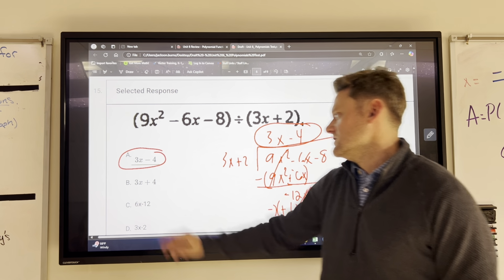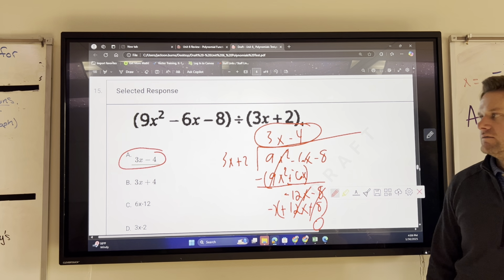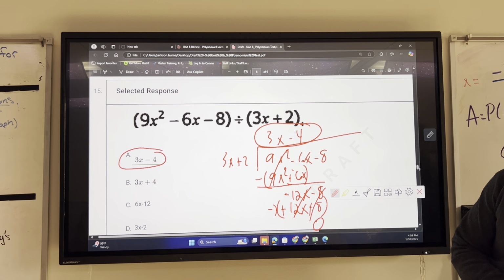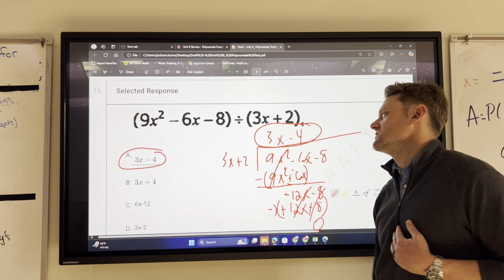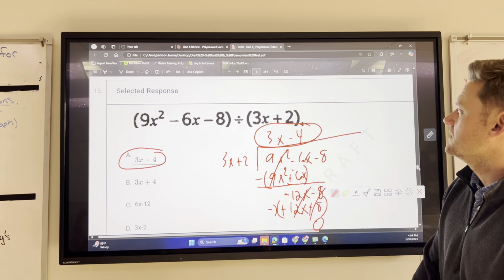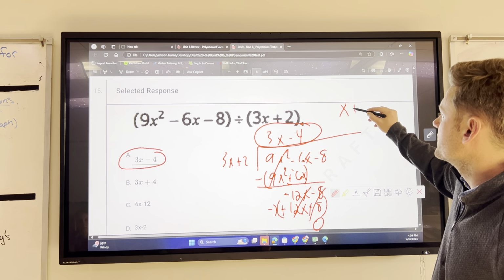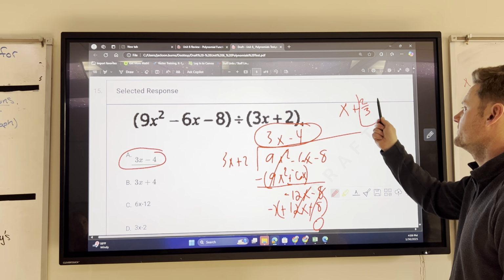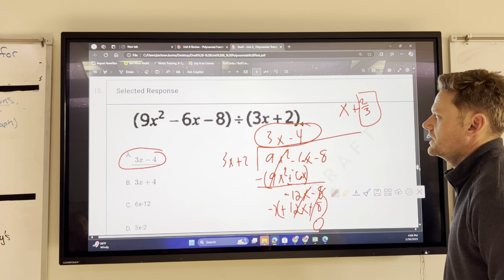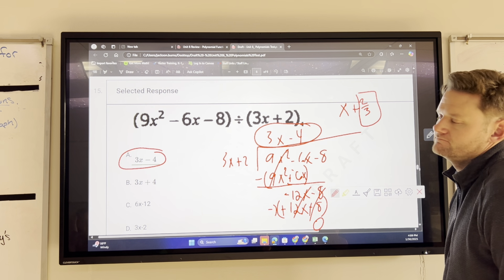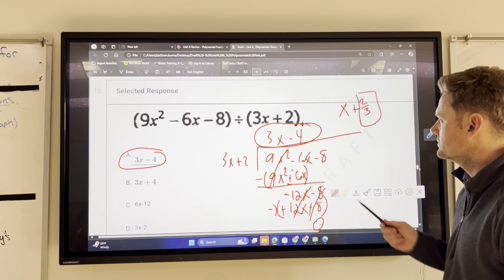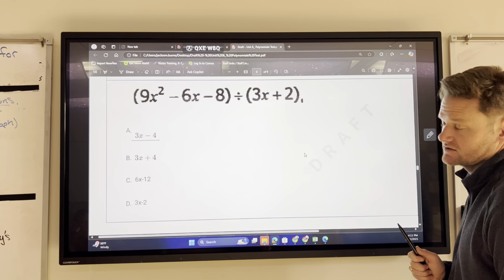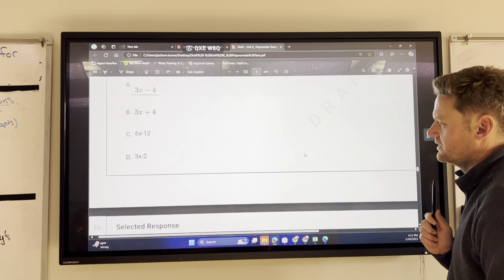My quotient is 3x minus 4. Can you do synthetic division with that? No, because I have this leading coefficient. Now you could divide, you could make it x plus 2/3, and you could do synthetic division with this fraction. But I don't know, it may be harder to do it with a fraction. Does that make sense? All right, going on.